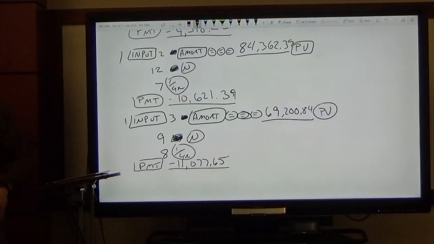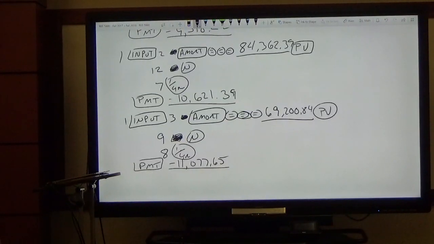Okay, does everybody match up to that point? Yeah. Okay, we're halfway through. It's the same process all the way through, though, right? It's just keep going.